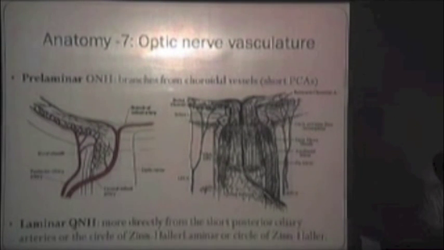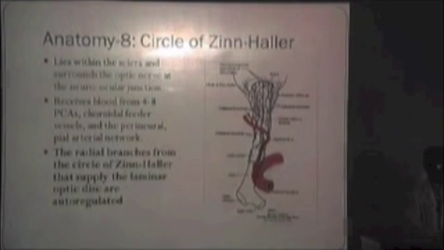The laminar part of the optic nerve head, on the other hand, is supplied more directly by the short posterior ciliary arteries, and it forms an anastomotic circle around the optic nerve called the circle of Zinn-Haller. The circle of Zinn-Haller is an anastomotic network of blood vessels. Most of the times it is not complete, but histopathologically the arrangement is such that it clinically correlates with what we see in ischemic optic neuropathy.